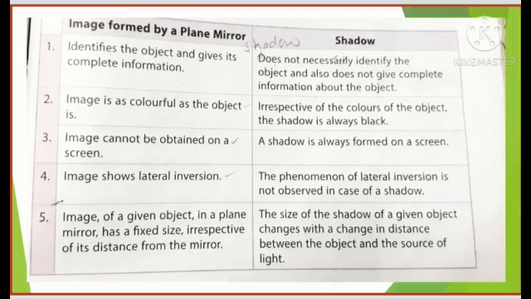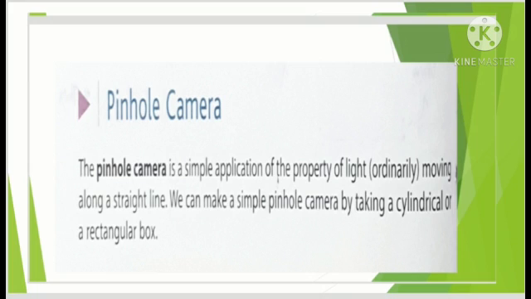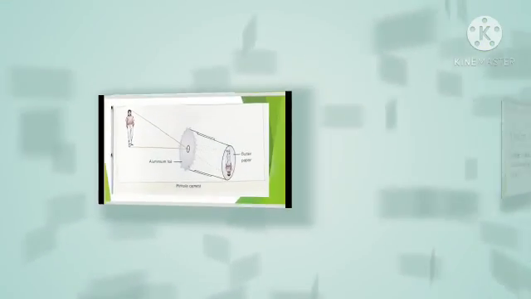Now I am going to take you toward a surprise today. Would you like to make your own camera? A better option is to make a pinhole camera. What is a pinhole camera? A pinhole camera is a simple application of the property of light, ordinary light moving always in a straight line. So, a pinhole camera is a device which is based on the property that light always travels in a rectilinear path.